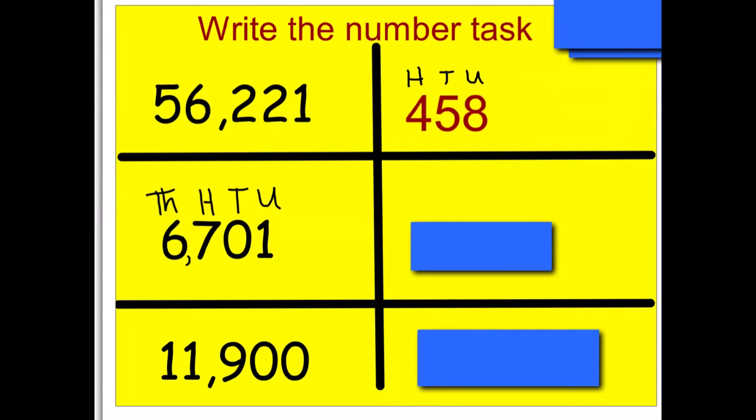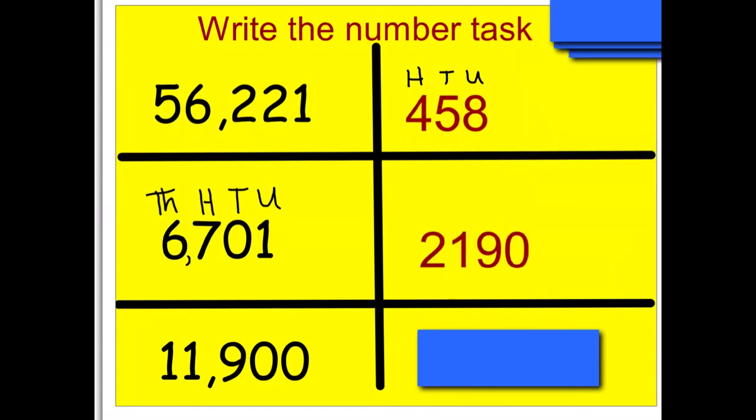Fifth number I would like you to write down, 2,190. And there's our answer. Again, we can put in our comma to help us read it. 2,190. My 2 is my thousands, 1 is the hundreds, 9 tens, and I've got no units.